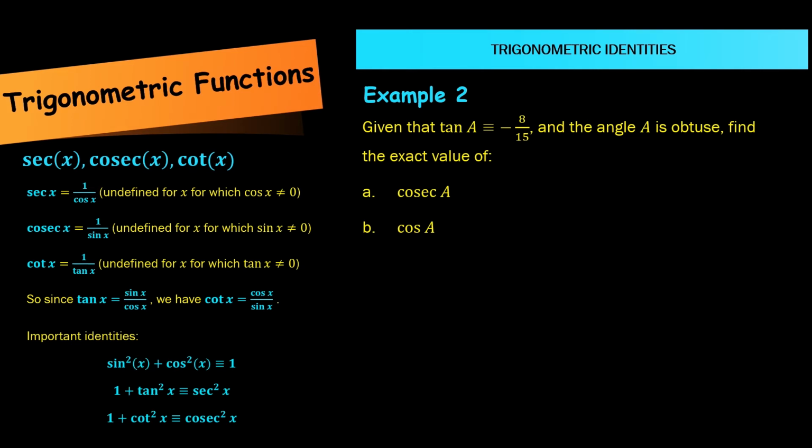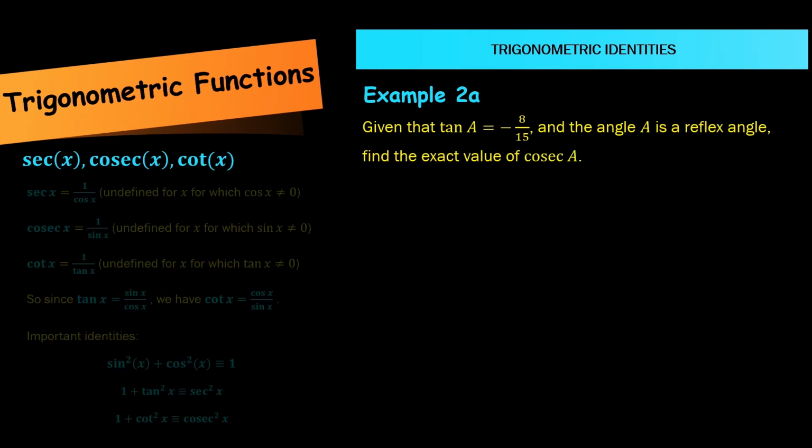Now let's take a look at another example. Pause the video and have a go. Press play when you're ready to view the solutions. So let's take a look at part A first. Given that tan A equals minus 8 over 15 and the angle A is a reflex angle, find the exact value of cosec A. So let's solve this.